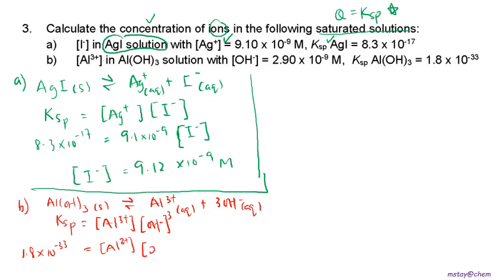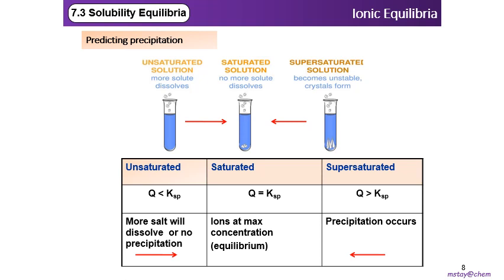The concentration of OH negative given in the question is 2.9 exponent negative 9 molar. Press the calculator: the concentration of Al3 plus will equal 7.38 exponent negative 8 mole per liter. Next, we are going to predict whether the precipitate is formed or not. Generally, we will compare the value of Q and K.